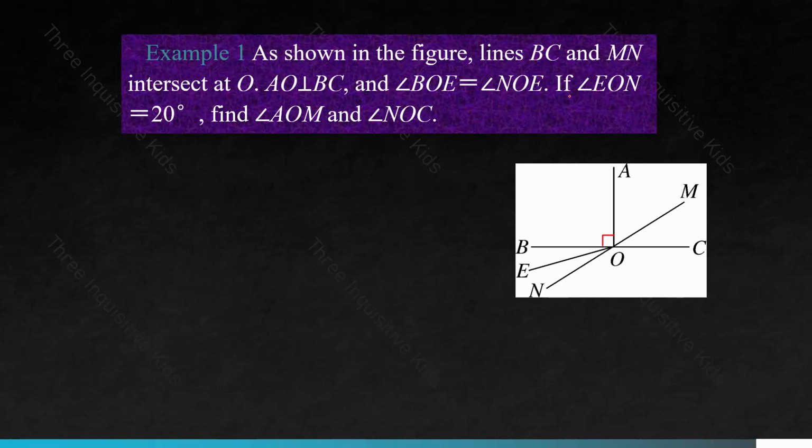Angles BOE and NOE are the same. So I would do this symbol to show that they are the same. And EON is equal to 20 degrees. Find AOM and NOC. AOM and NOC, that would be this right here and this right here. Pause the video and solve the problem on your own.